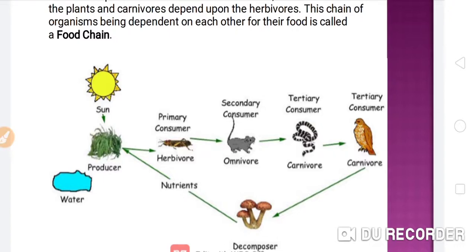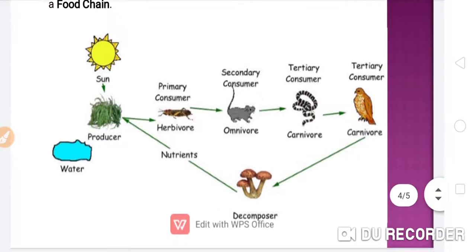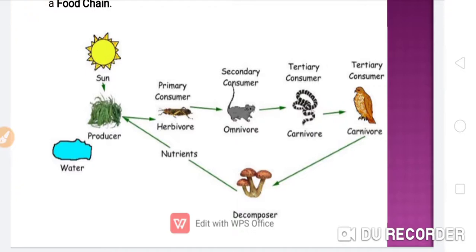And the herbivores feed on the green plants, so they are the consumers, also known as primary consumers. These primary consumers are fed on by the omnivores, also known as secondary consumers. And the third are the carnivores, the tertiary consumers.